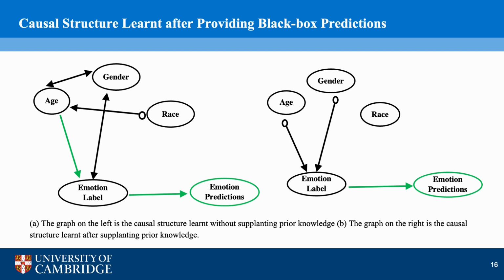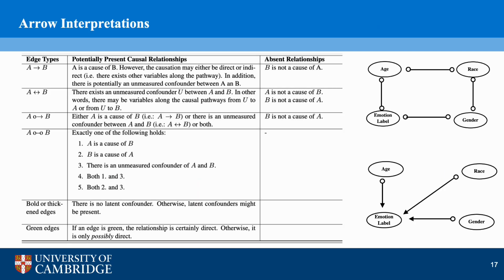Interestingly, we see a green arrow from age to emotion label and from emotion label to emotion predictions. If an edge is green, the relationship is most likely direct. The interpretation here is that age is certainly a direct cause of emotion label, and emotion label is certainly a direct cause of emotion predictions. The table here summarizes the different arrow interpretations.